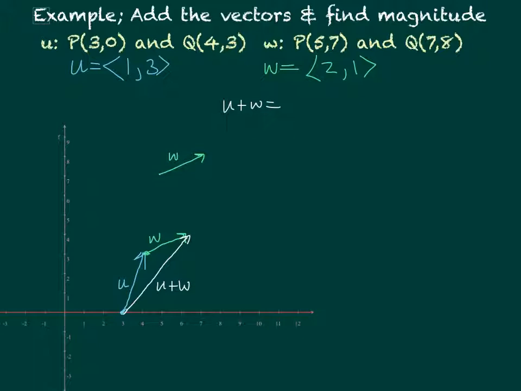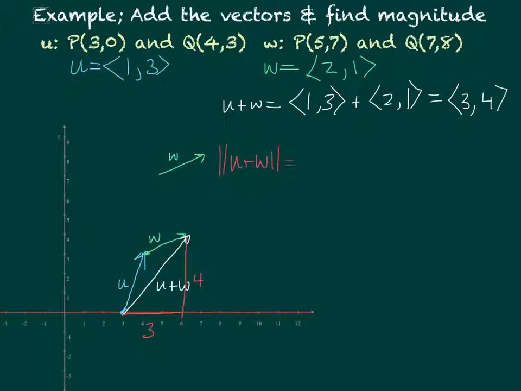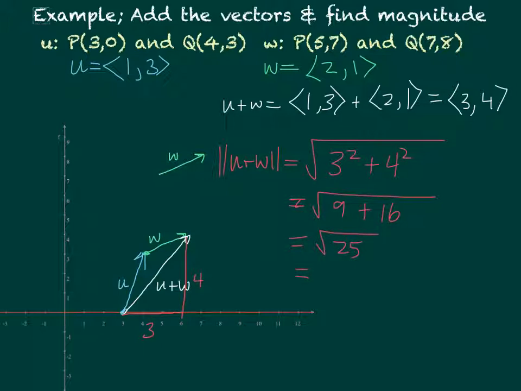u plus w is equal to 1, 3 plus 2, 1, which is going to give me a final vector of 1 plus 2 is 3, 3 plus 1 is 4, 3, 4. So what that's going to tell me is when we are drawing to figure out our magnitude, we're going to go over 3 and up 4. So my magnitude of u plus w is equal to the square root of 3 squared plus 4 squared, which equals the square root of 9 plus 16. And that's the square root of 25, which is 5. So the magnitude of u plus w is 5.